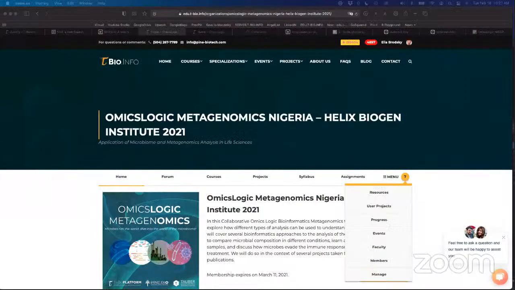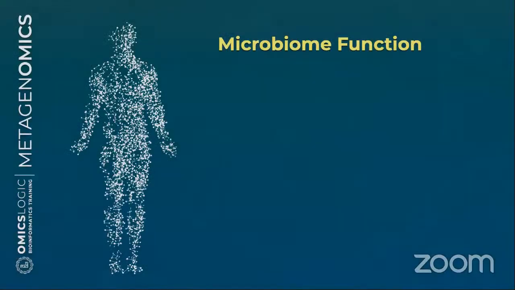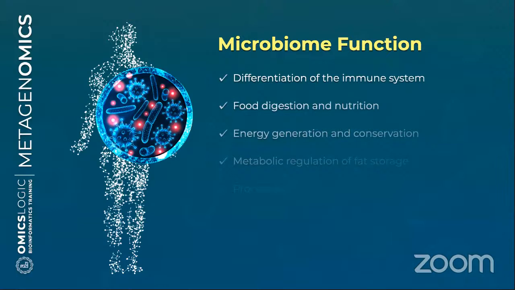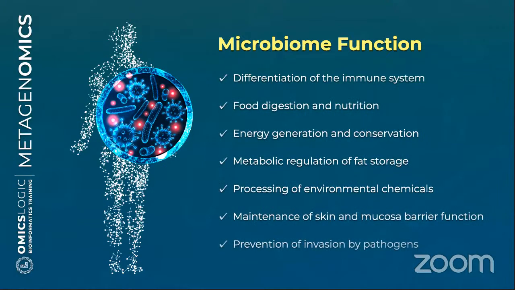What is known today about the microbiome is that it plays a significant role in the differentiation of the immune system, food digestion and nutrition, energy generation and conservation, metabolic regulation of fat storage, processing of environmental chemicals, maintenance of skin and mucosal barrier function, as well as prevention of invasion by pathogens.